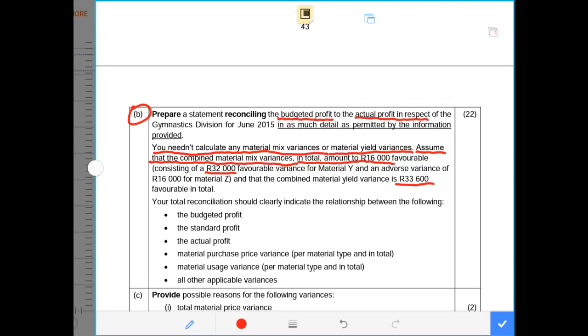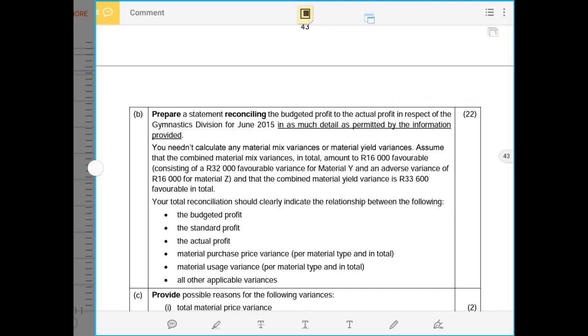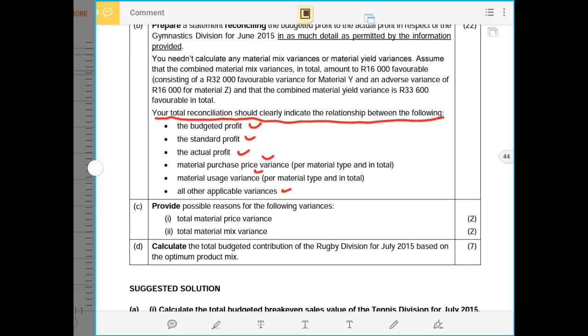So now when it comes to the usage of material, we already have the variance for material usage, because yield and mix gave us the usage. Then they say your answer should clearly indicate the relationship between the following: budget, standard, actual, material purchase variance, material usage variance, and all other applicable variances.